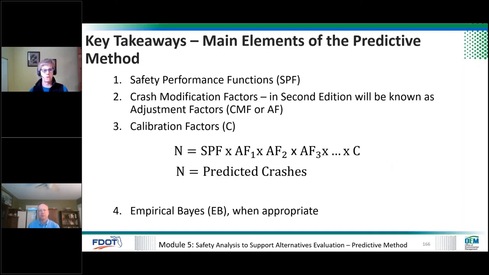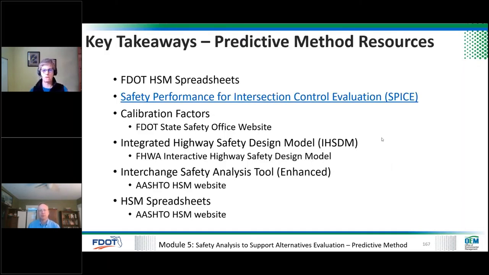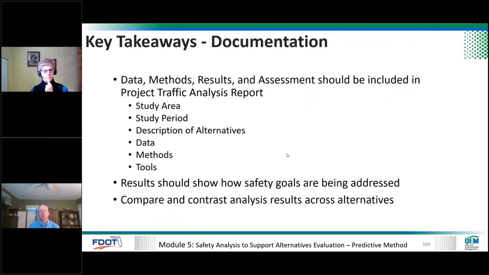Lots of resources. There are FDOT HSM spreadsheets and the SPICE tool. There are calibration factors available from the website. And then there are different models: IHSDM, the ISAT-E tool that you were just working in, and the HSM spreadsheets. It looks like our links aren't necessarily working, but in all cases, if you're pulling spreadsheets off of a website, it's probably good to always start with an original rather than picking something out of your files, just in case there have been updates.